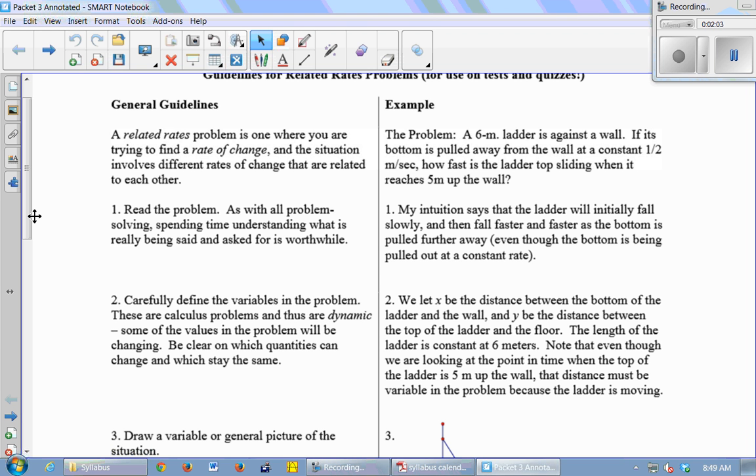All right, so step 1 is going to be read the problem. As with all problem solving, spending some time understanding the situation and what's really being said is worthwhile. And so we're thinking about this picture, and our intuition says that the ladder is initially going to fall slowly. It's initially just going to start slipping down the wall a little bit, right? And then as the wall is providing less resistance to the ladder because it's being pulled further away, it's going to fall faster and faster.